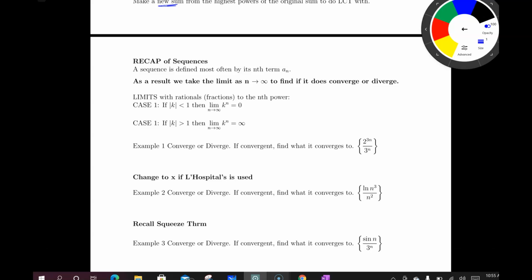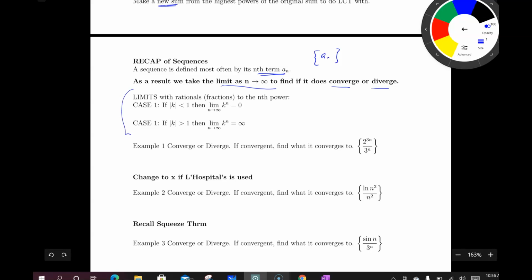So let's go back to sequences. This was the one section way at the beginning that we had on sequences. So in general, we're taking the limit of a sequence. It's given by its nth term, and we usually see it given like this. So we take the limit as n goes to infinity to find out if a sequence converges or diverges.